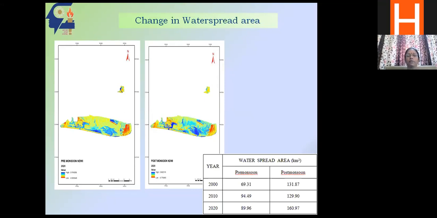It's called NDWI. The blue color represents the presence of water. The darker the blue, the deeper the water; lighter means it is shallow. You can see only this much before the monsoon, whereas post monsoon I have got water here and all. So the mud flats are under submergence. We calculated the water spread area before monsoon and after monsoon.